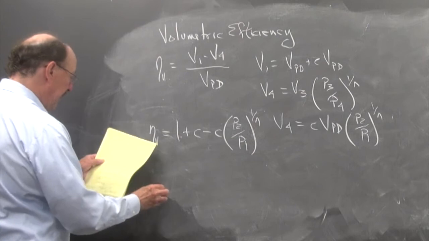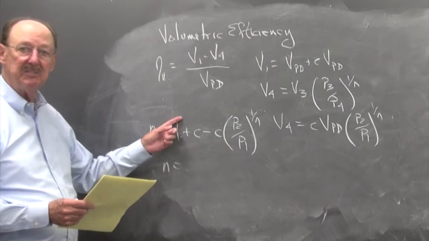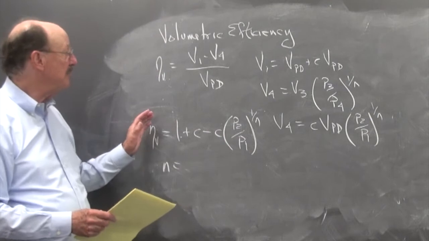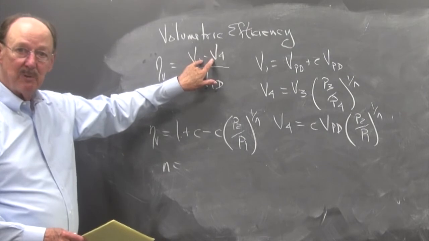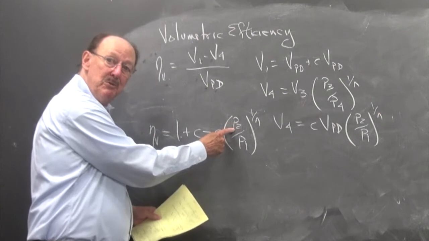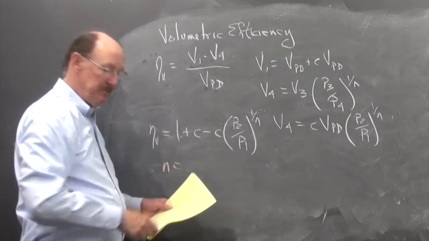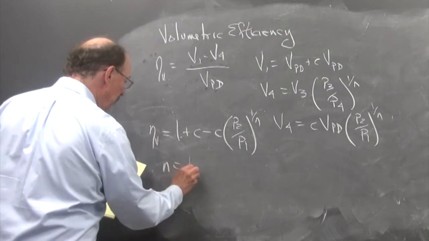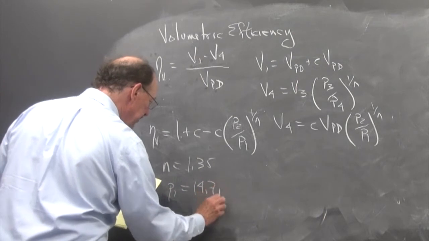So if I know C, I basically just substitute in. If I know C is 5%, I put in 0.05, and I know the pressures, I can find the volumetric efficiency. Knowing the volumetric efficiency, I find V1 minus V4. And that will change as a function of P2. So as P2 changes, the volumetric efficiency changes, and the amount of air brought in changes. So let's say n is 1.35, P1 is equal to 14.7 psia.